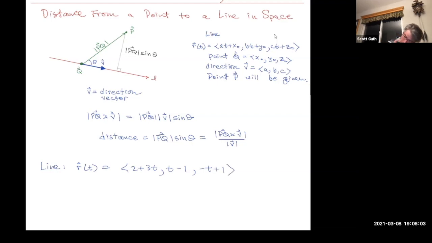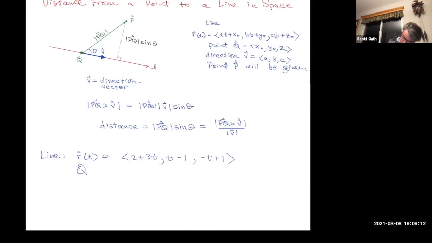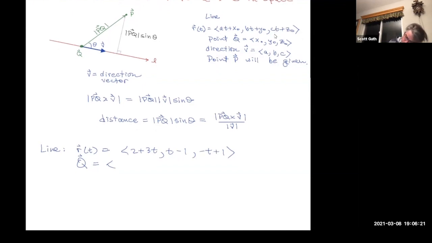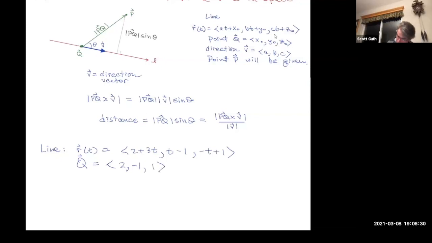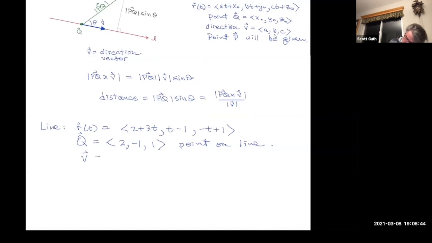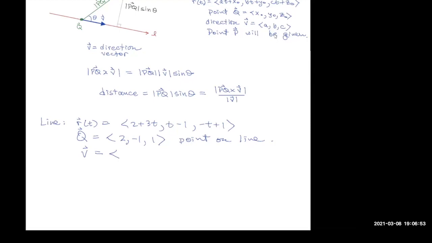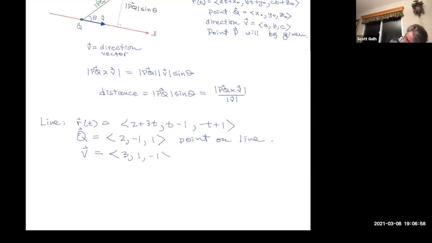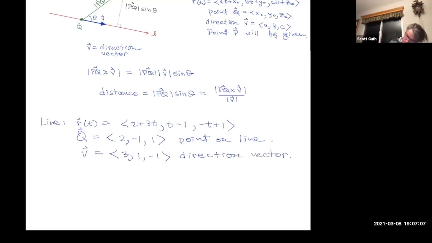Okay, like that. So my point on the line, Q, is which? It'd be 2, negative 1, 1. Two, negative one, one. Okay. Here's the point on the line. That's when t is zero, by the way. Okay, and then v is our direction vector. That points parallel to the line. What's that? The coefficients: three, one, negative one. Okay, so now you have a direction vector. Okay, so let's say I say find the distance.